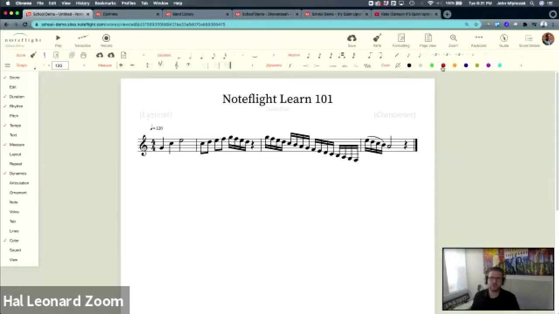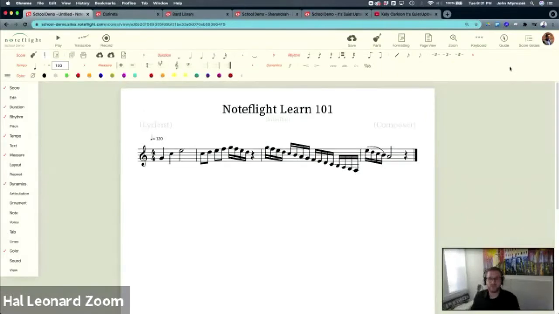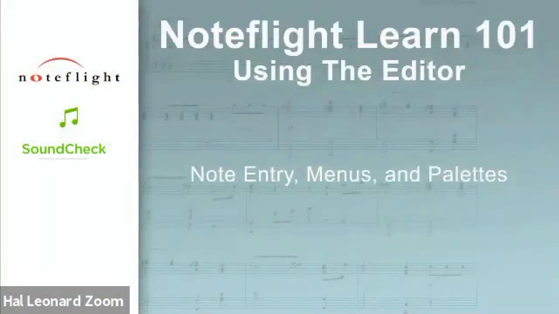So the color palette's a really good example. We have standard colors, but you can expand out and go into classroom colors, which are the same as Boomwhacker colors. So if you'd like to notate music for Boomwhackers and you'd like to make this Boomwhacker Classroom G, you can make this Classroom G. So just a kind of heads up, that's how that works. And that is how Noteflight has note entry, menus, and palettes.